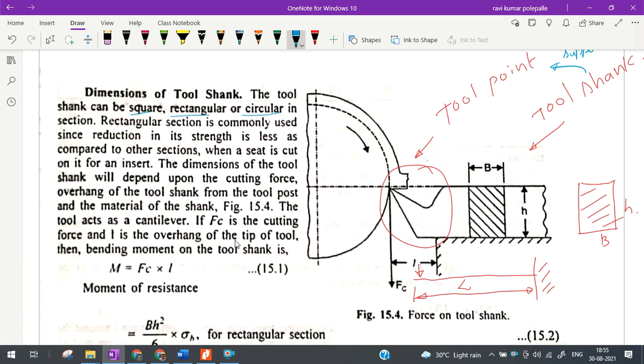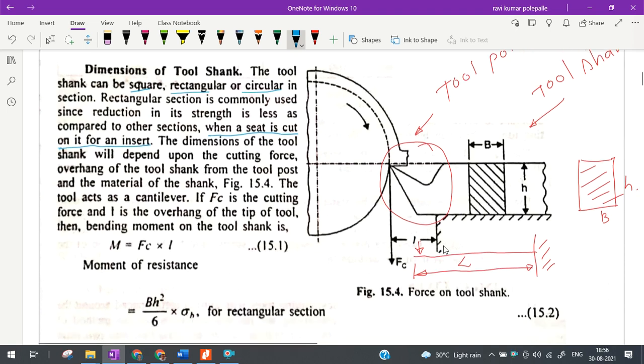Rectangular section is often preferred because we find it strong. Rectangular section is commonly used since the reduction in its strength is less compared to other sections. And of course, this happens when a seat is cut for an insert. If we try to cut some portion so that we add an insert, then we have enough strength there. So for all such reasons, we can have shanks of rectangular cross section.